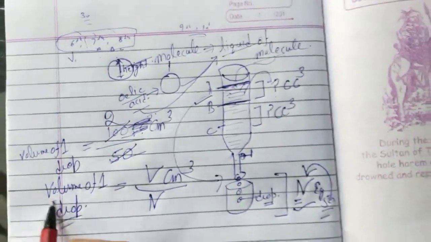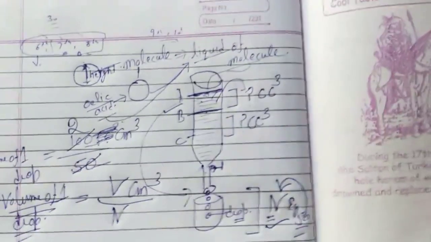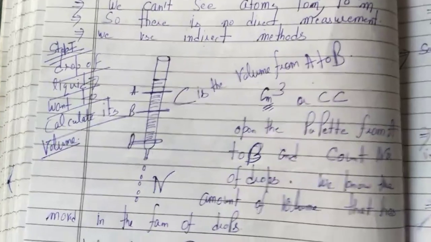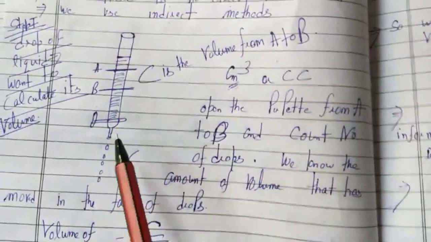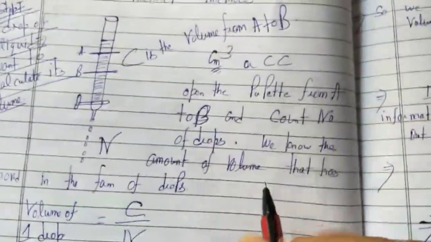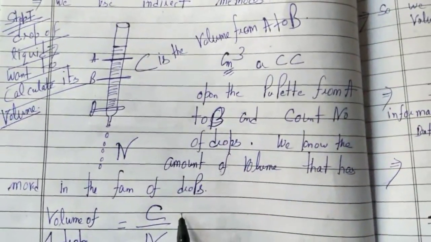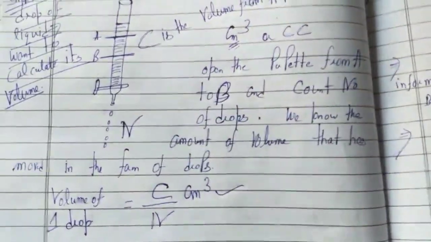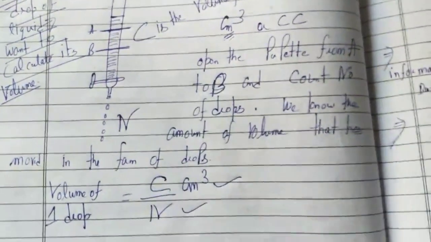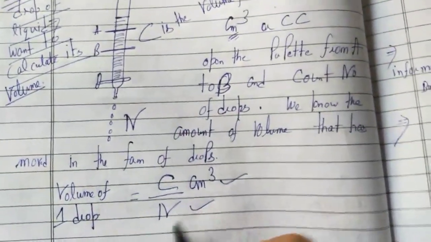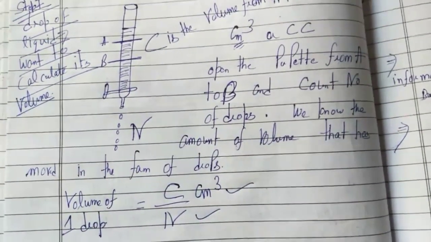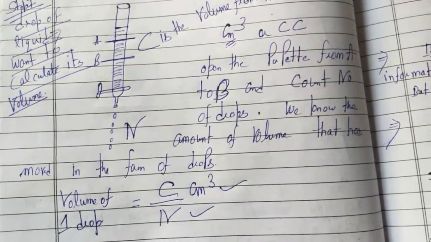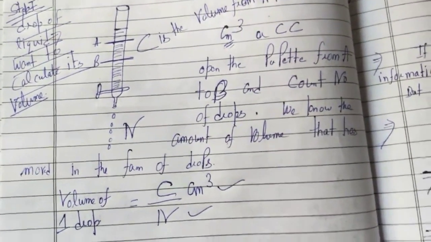That means our first target is to calculate the volume of one drop of that liquid. You will allow this liquid to move to the beaker. Suppose C cubic centimeter volume has moved, and N is the number of drops that have moved. So the volume of one drop is C upon N cubic centimeter. So this is the first step. In the first step you will calculate the volume of one drop of that liquid.